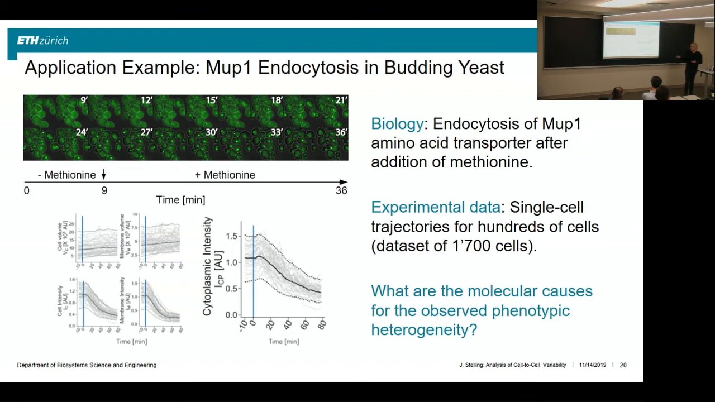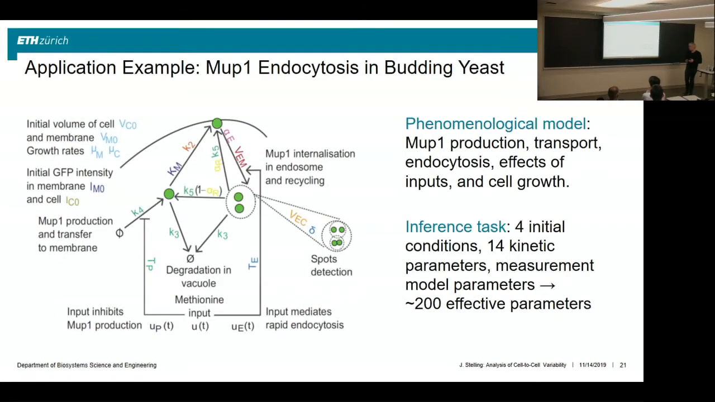We can quantify this. So for instance here, the intensity of the cytoplasm of this particular transporter. And at time 0, it's relatively high, and then you see the individual trajectories. And there we ask the question, okay, what are the molecular causes for these observed phenotypic heterogeneity? So the model was pretty simple, so it's more pharmacological, but for instance here, this protein MOB1 needs to be transported to the cell membrane in order to be able to operate as a transporter. And this can be internalized to endosomes, can be recycled to the membrane here, can be degraded, and of course the protein is produced as well.